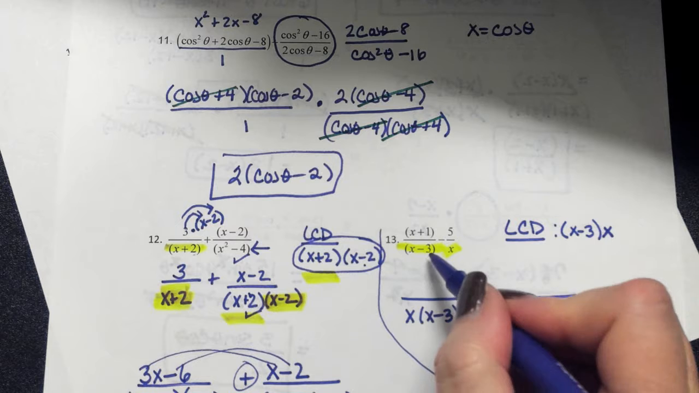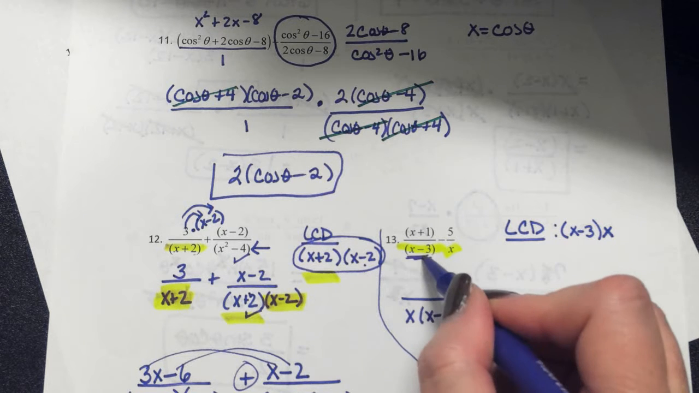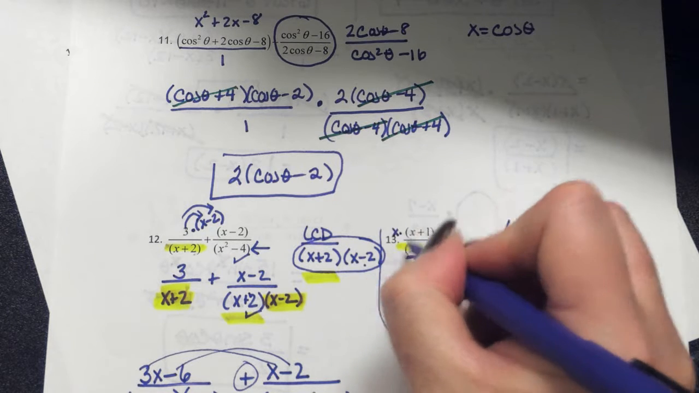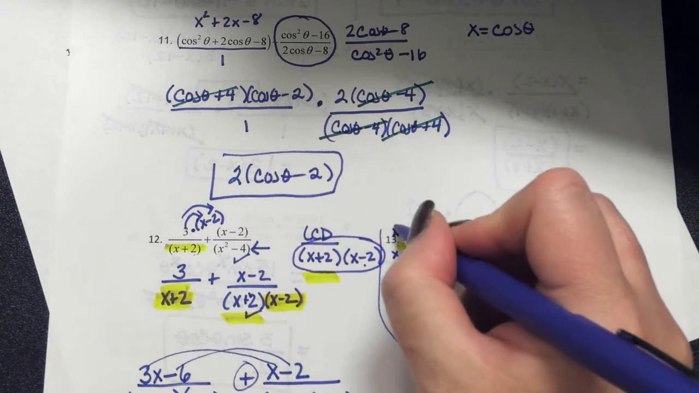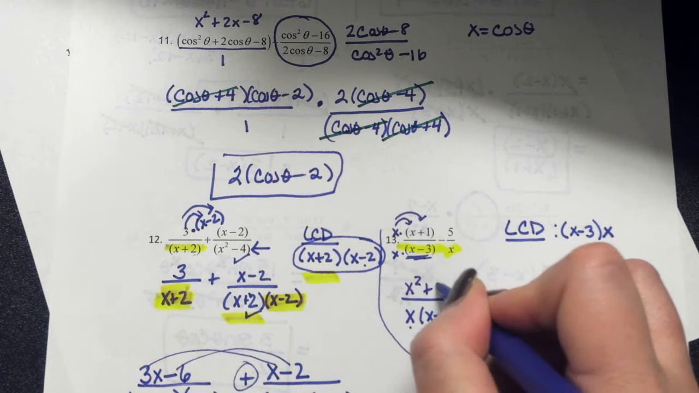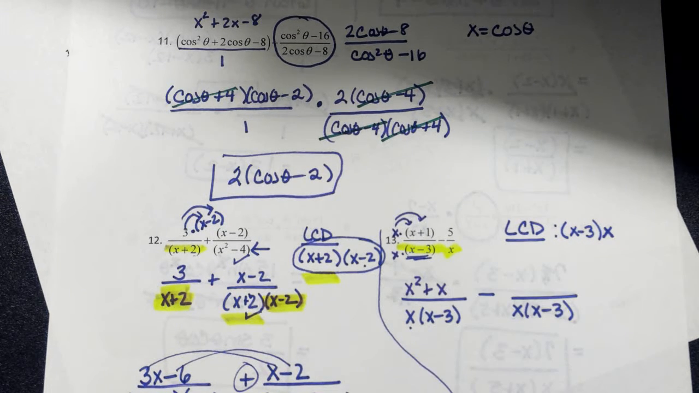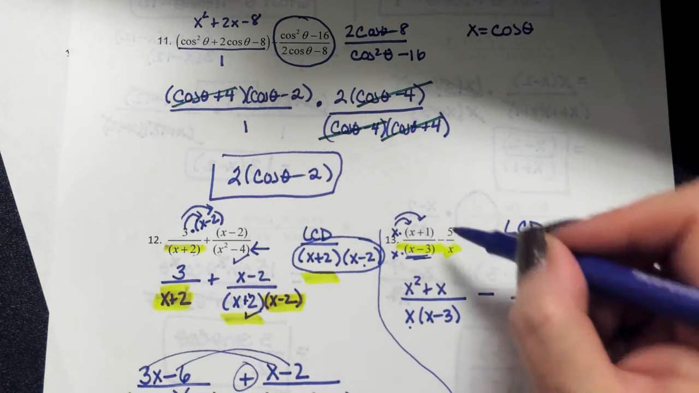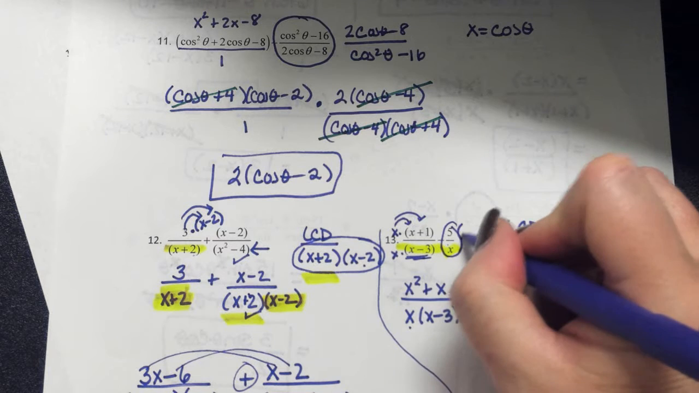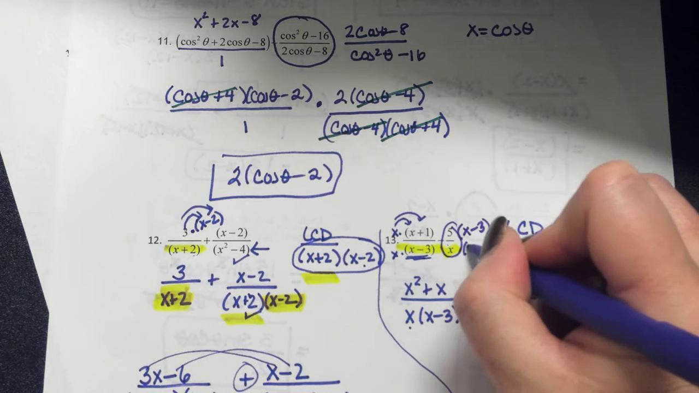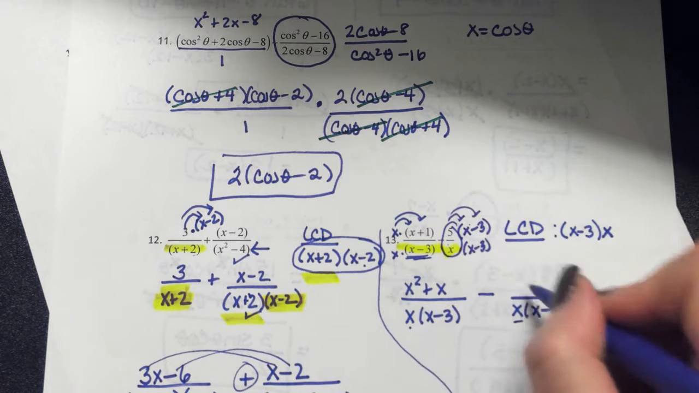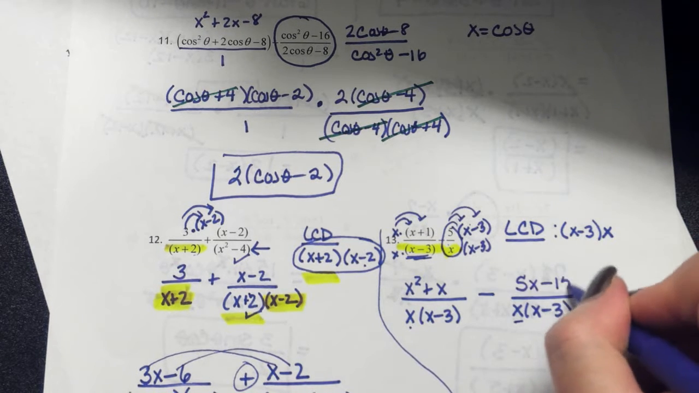So when you look at the first fraction, notice I already have the x minus 3. The piece that's missing is the x. So I have to multiply top and bottom by that x. So again, I'm going to distribute the x. So that's going to give me an x squared plus x. So now notice the second fraction already has an x on the bottom. The piece that's missing is the x minus 3. So the top and bottom will get multiplied by the x minus 3. And I need to distribute the 5. So I have 5x minus 15.